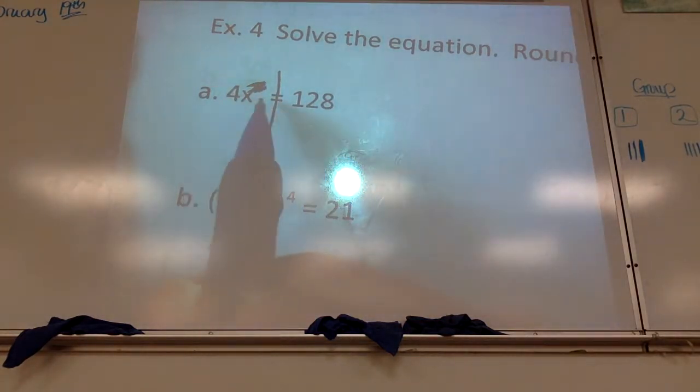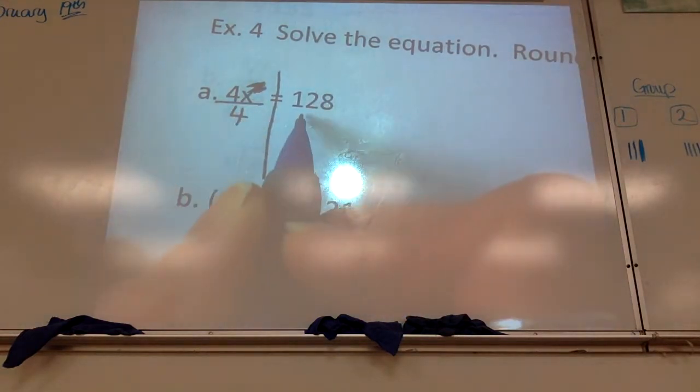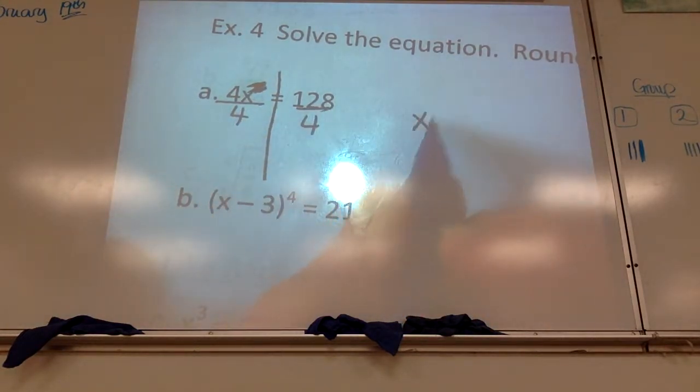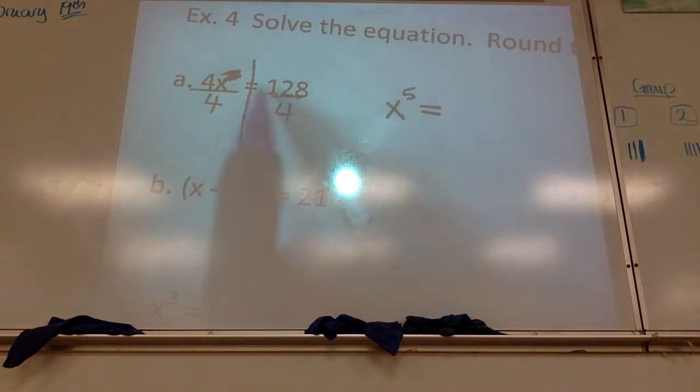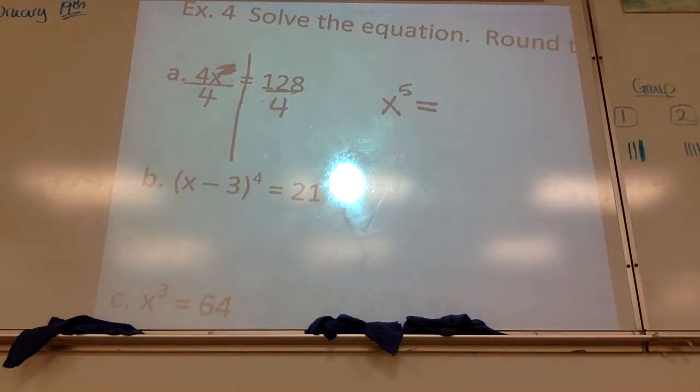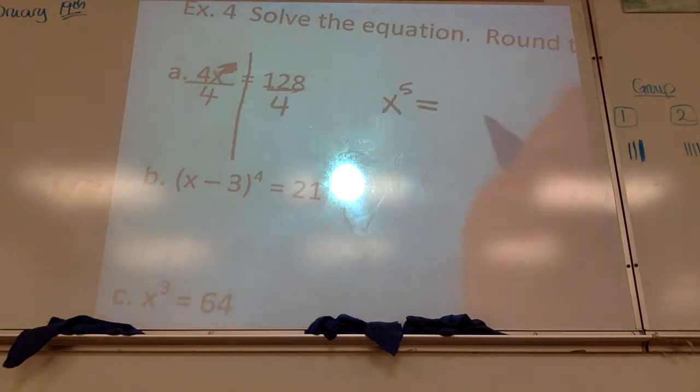If I had 4x equals 128, what would you do to get x by itself? Divide by 4. So x, which I really know is x to the 5th, your 3 seconds are up, x to the 5th is equal to what? What's 128 divided by 4? Thank you.